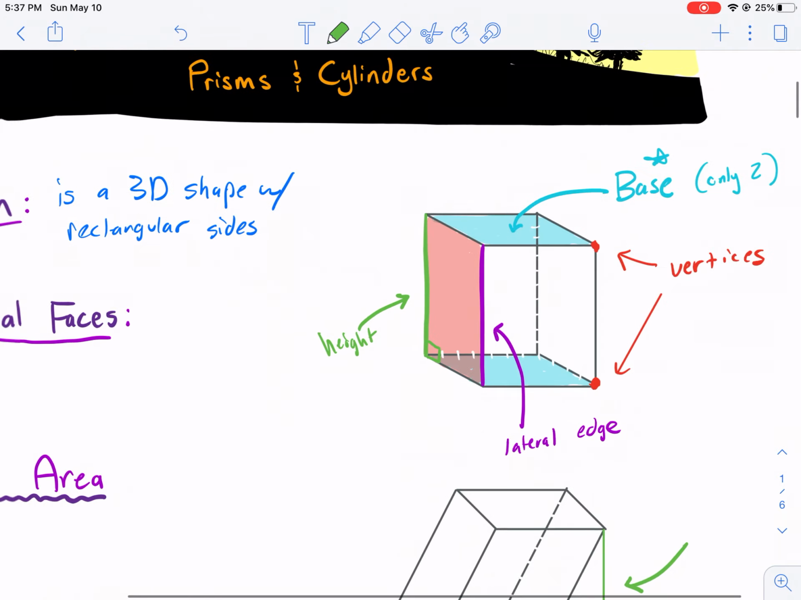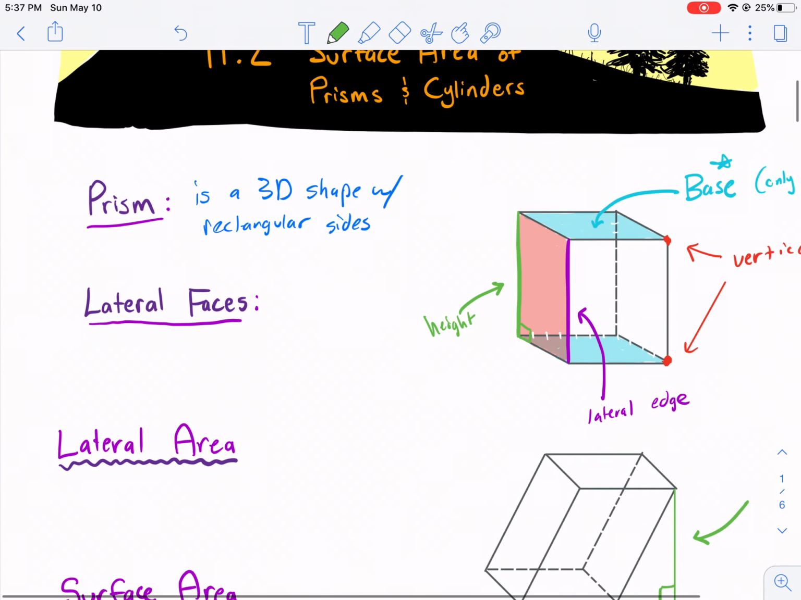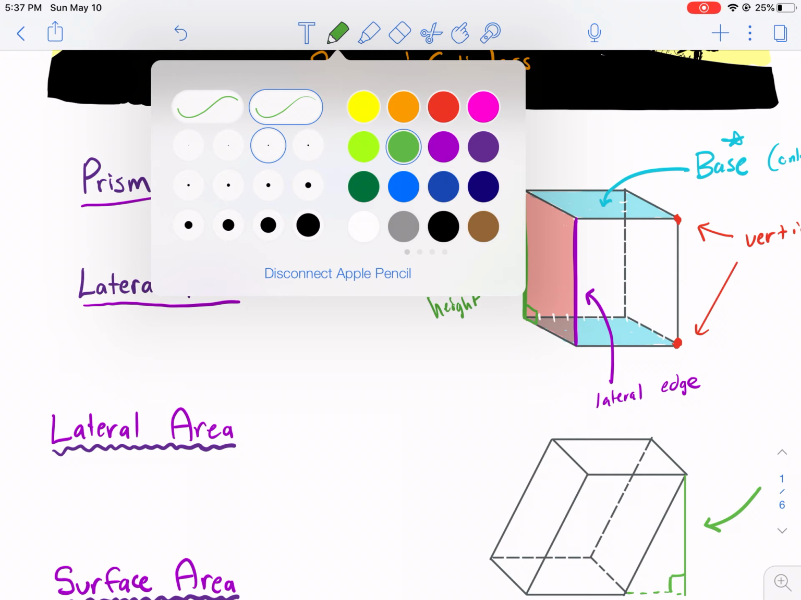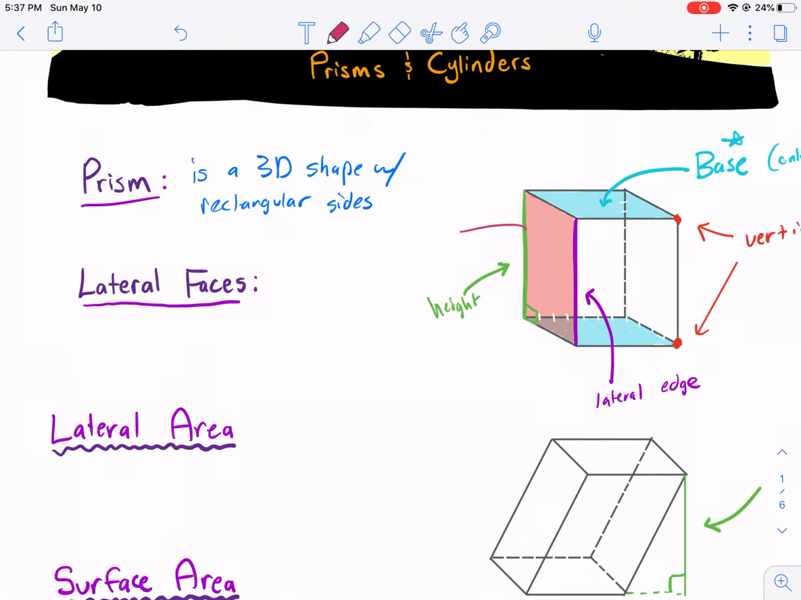Now these are all important parts of a prism to identify. The lateral faces, here we see this in this kind of pink color. This is a lateral face. So these are rectangular sides, and they are not the bases. Remember, there's only two bases.